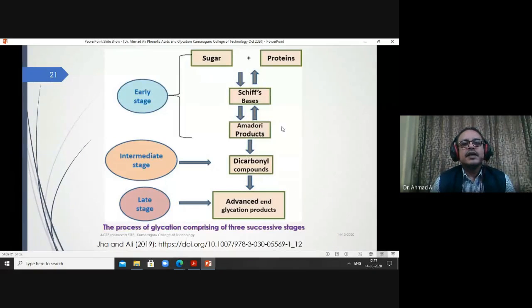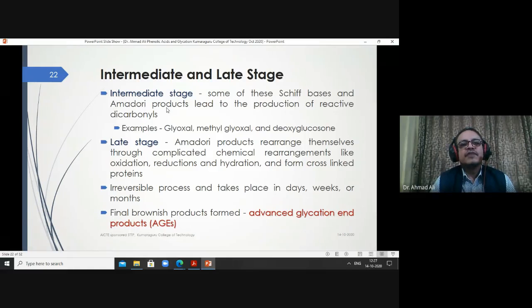And in the next stage, that is the intermediate stage, these Amadori products get modified and lead to another group of molecules, which are known as dicarbonyl compounds, like methylglyoxal or glyoxal. And in the last stage, that is the irreversible and slower one, advanced glycation end products are formed. Some examples of the products of the intermediate stage are glyoxal, methylglyoxal, and deoxyglucosone. These intermediate stage products get converted to the advanced glycation end products.